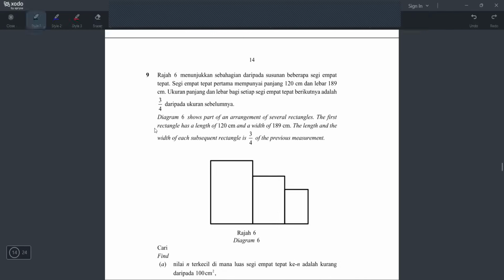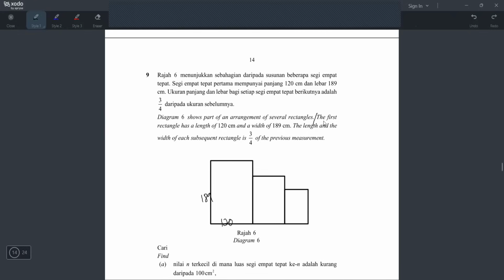Okay, let's continue with question number 9. I think this is a progression question, right? Let's read. Diagram 6 shows part of an arrangement of several rectangles. So this one is a rectangle. The first rectangle has a length of 120 cm and a width of 189 cm. Let's label it. Length of the first one is 120, width is 189, right?